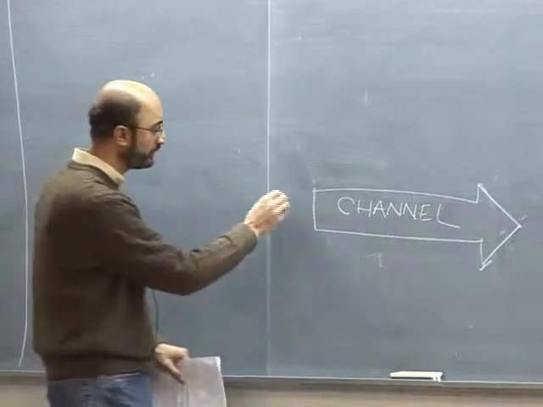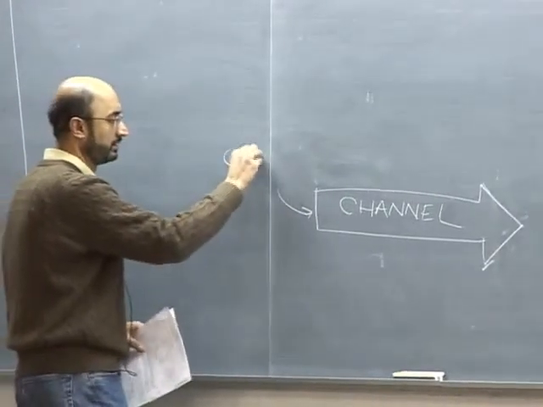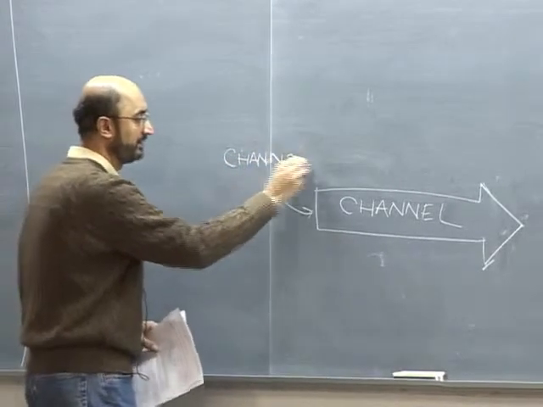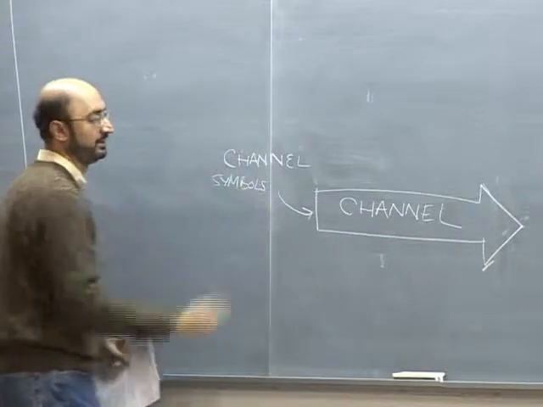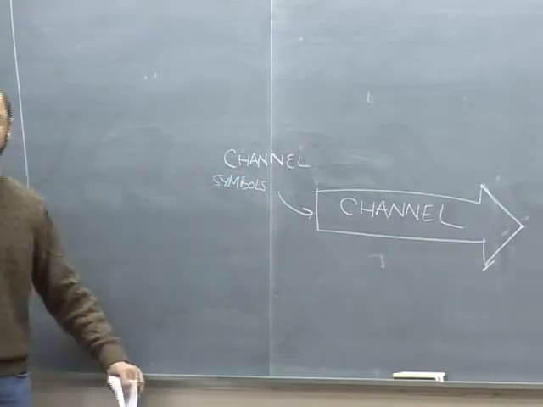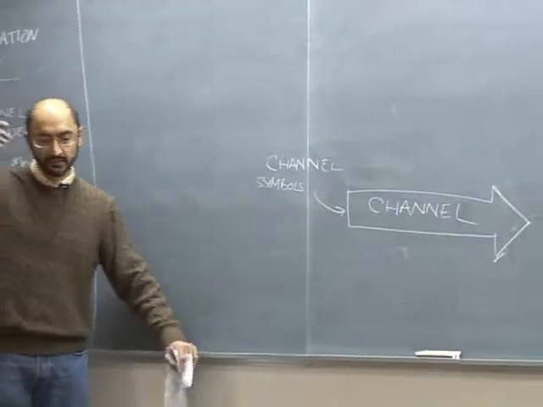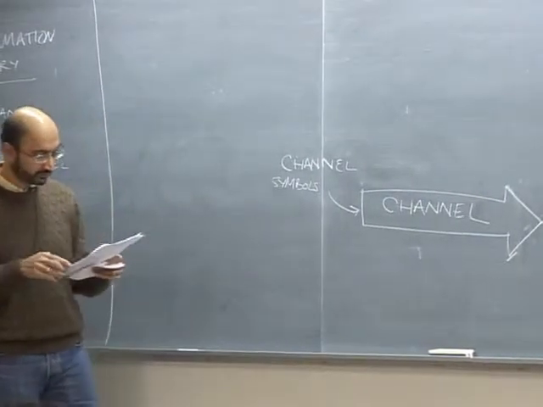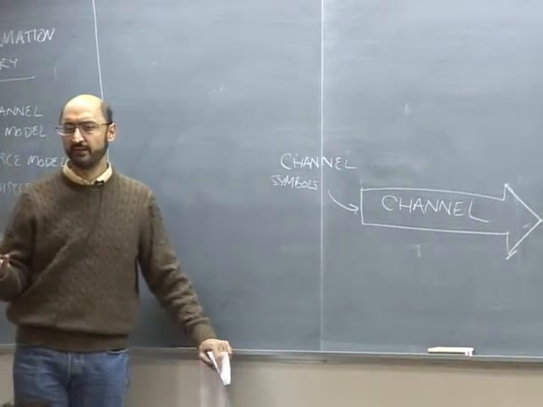Now, what goes into the channel are what I call channel symbols. Okay, and I want to distinguish between these symbols and the codes that we talked about last time. So the codes are coming from the message source. So the message source, I should be more careful, there's something called the source coder. So anyway, the message source is creating messages, and then we're going to code it.